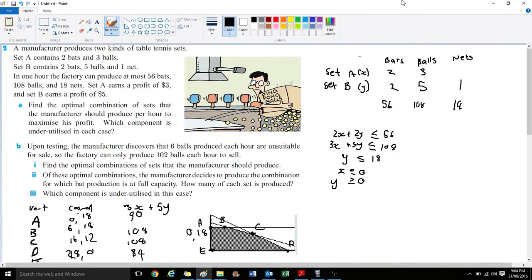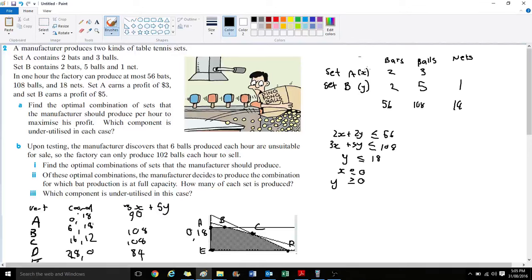Okay, a manufacturer produces two kinds of table tennis sets. Set A contains 2 bats and 3 bowls. Set B contains 2 bats, 5 bowls and a net. So in 1 hour the factory can produce at most 56 bats, 108 bowls and 18 nets. So let's begin by making our constraints.